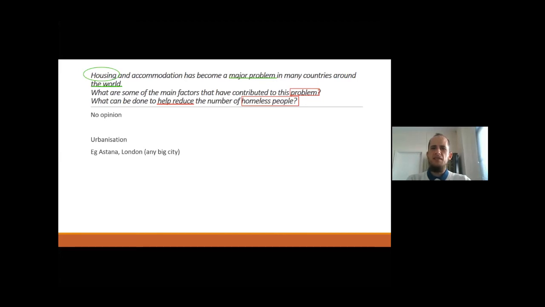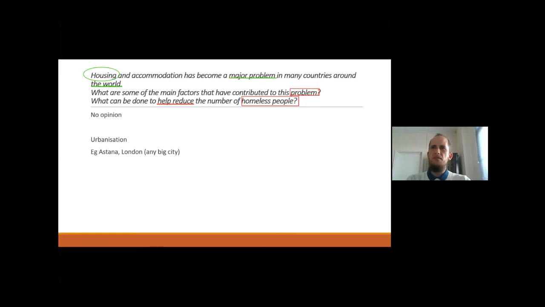London is another example where the prices are absolutely through the roof. And any big city, any city that has a huge population is probably experiencing the effects of urbanization.